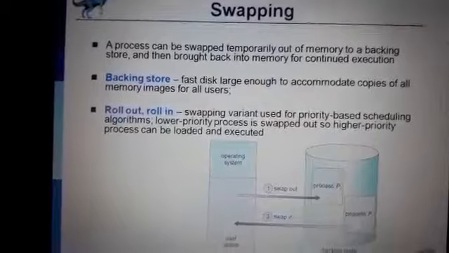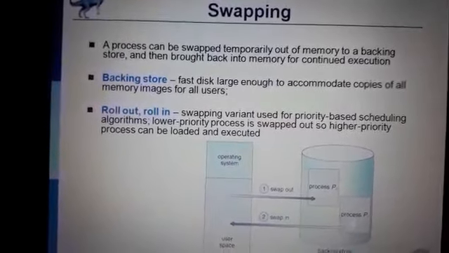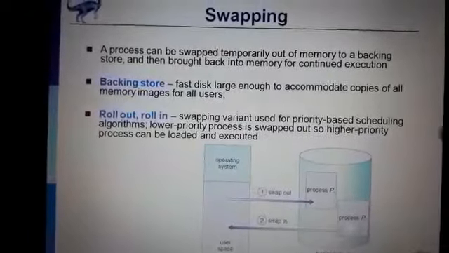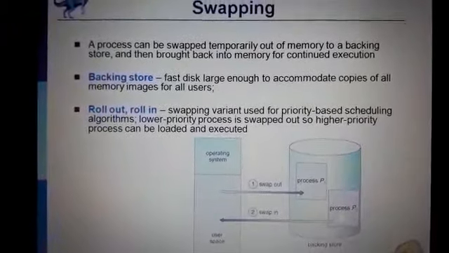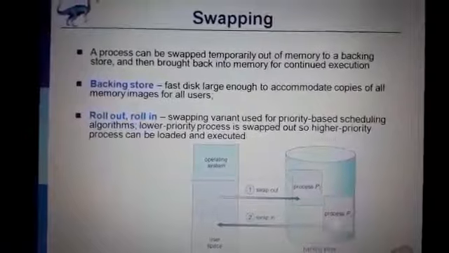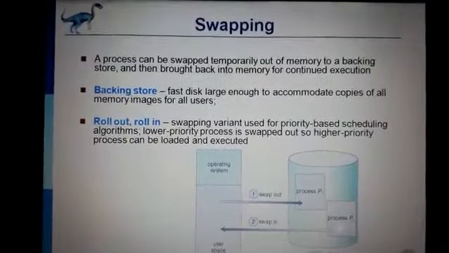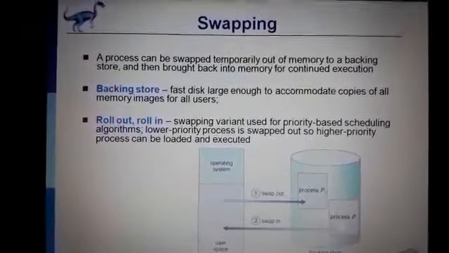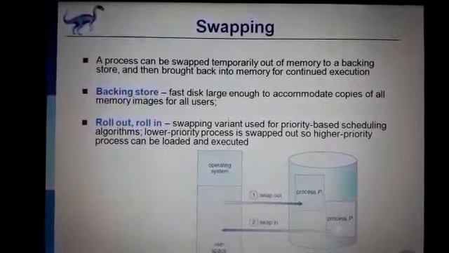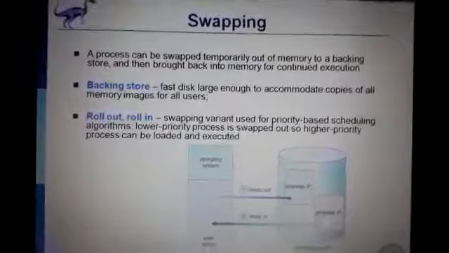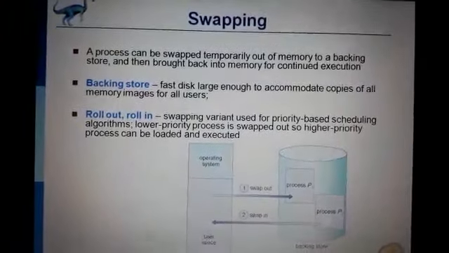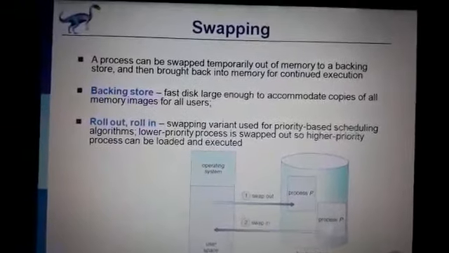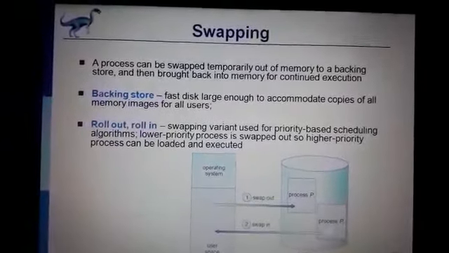Swapping. Swapping is the process of moving a process from the user space to the backing store. A process can be swapped temporarily out of the memory to a backing store and then brought back into the memory for continued execution. If a process is not required, you can store the process in a backing store.